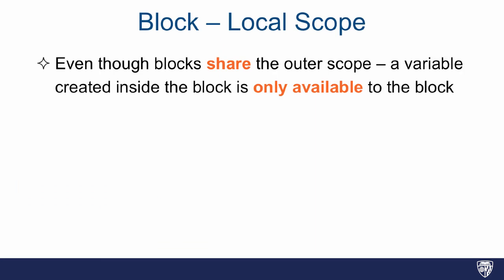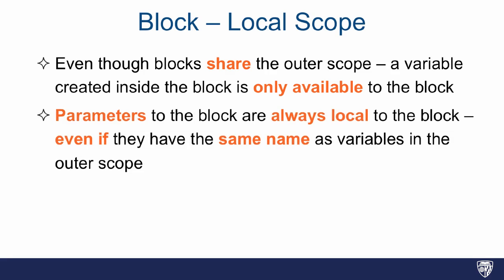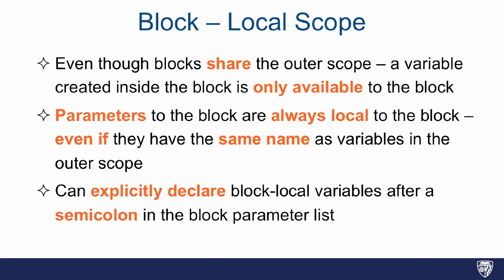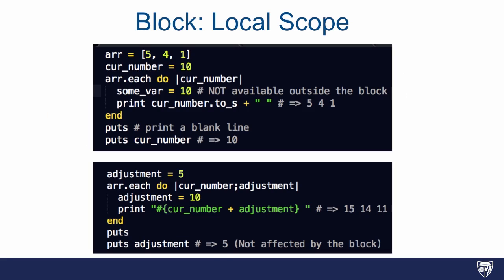Now, having said that, that is the default behavior. But even though blocks share the outer scope, a variable that's created inside the block is only available to the block. The parameters to the block are always local to the block, even if they have the same name as the variables in the outer scope. And finally, you can explicitly declare block local variables after a semicolon in the block parameter list. And let's see an example for all three of these on the next slide.